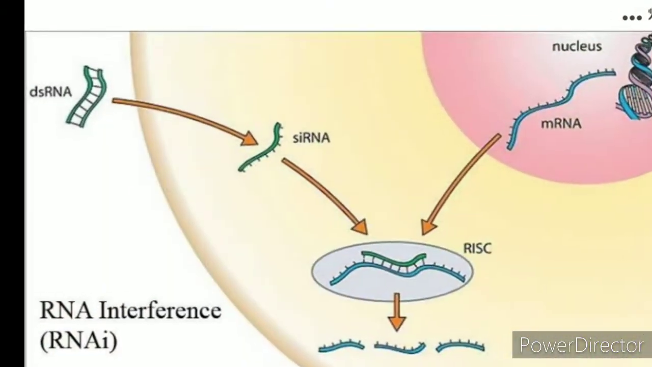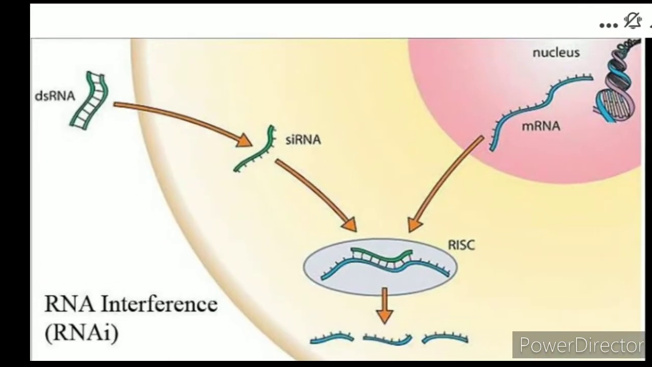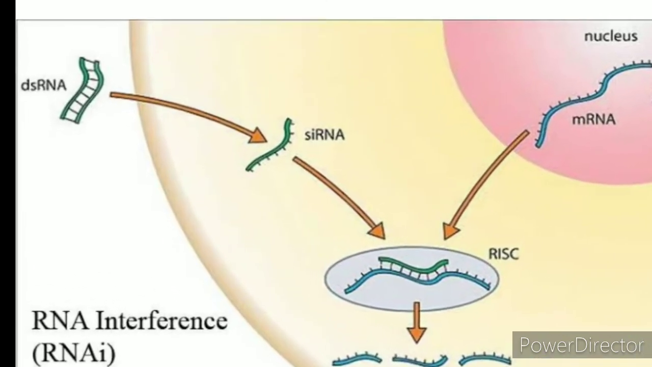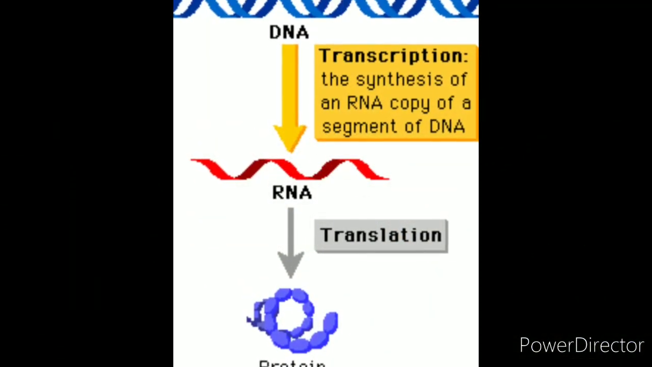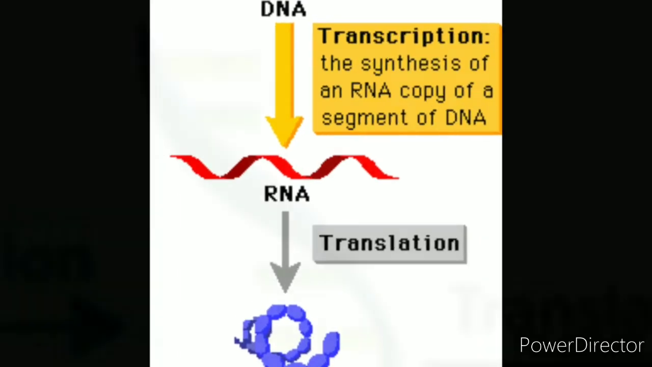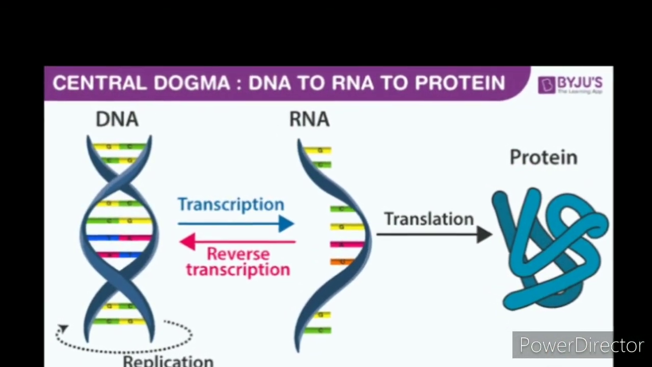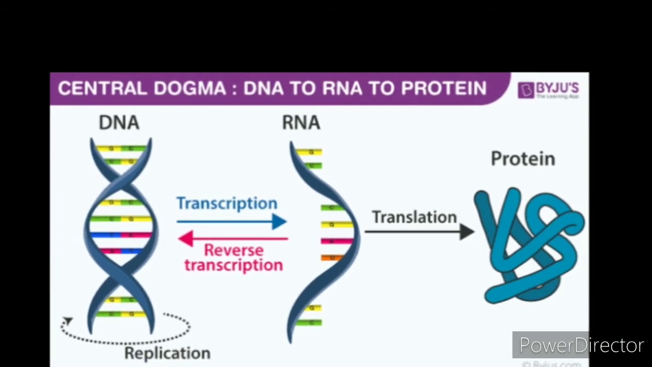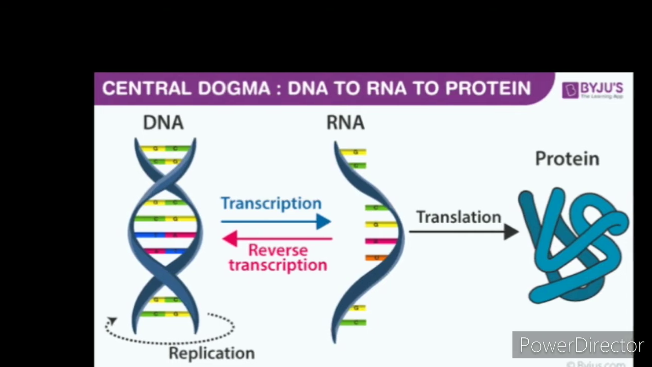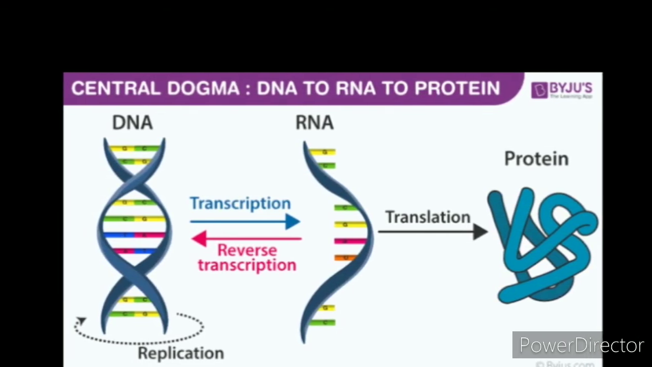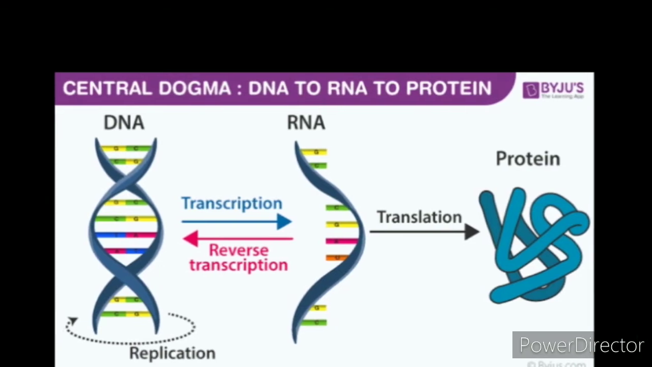Next one is RNA interference. Before learning RNA interference, we should know the central dogma of a cell. The central dogma of the cell is DNA transcribes mRNA. DNA here replicates itself, then it undergoes the process of transcription and forms mRNA. This mRNA translates protein. mRNA is the main RNA involved in protein synthesis.